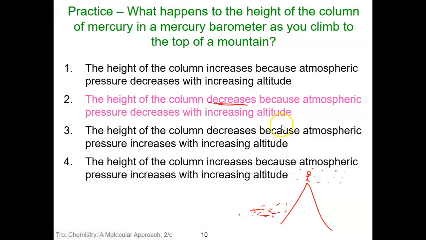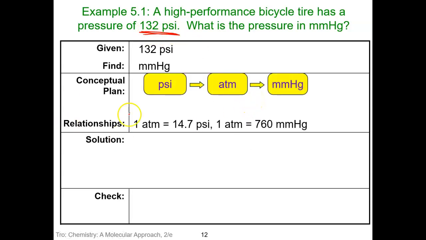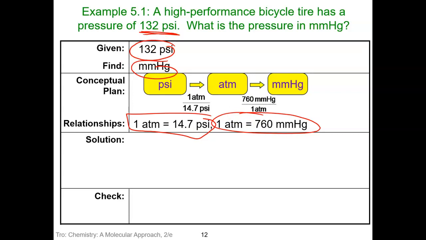Okay, so let's just do a quick example here. Just a quick unit conversion. I know that we're all really good at these. A high performance bicycle tire has a pressure of 132 psi. What is the pressure in millimeters of mercury? Again, I would not have you memorize this. This would be something I will definitely give you. You're going to remember this one no matter what, just because you're going to be using it so much as we have in lab. So we just need to go from psi to millimeters of mercury using our unit conversion.